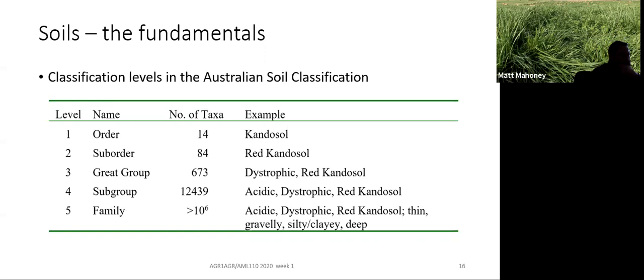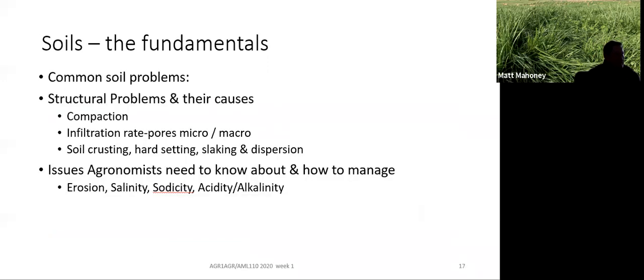I wouldn't expect you to memorise all of the orders and how they're broken down into the different levels. But it's important to know those main key things about the texture, the structure, and how they're made up into profiles. That's probably the main point there.